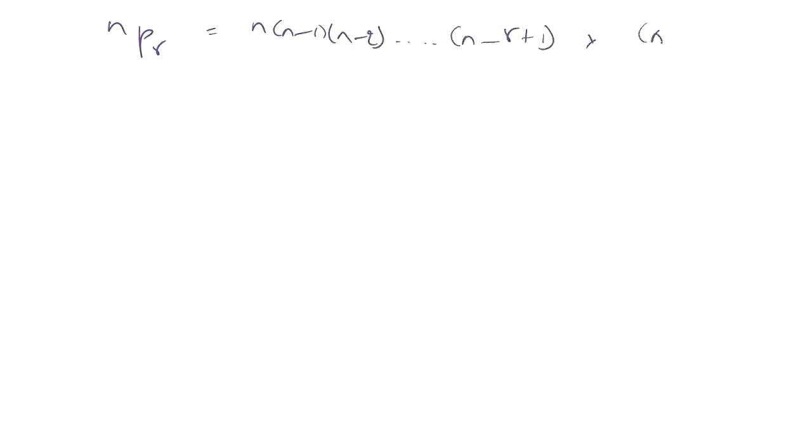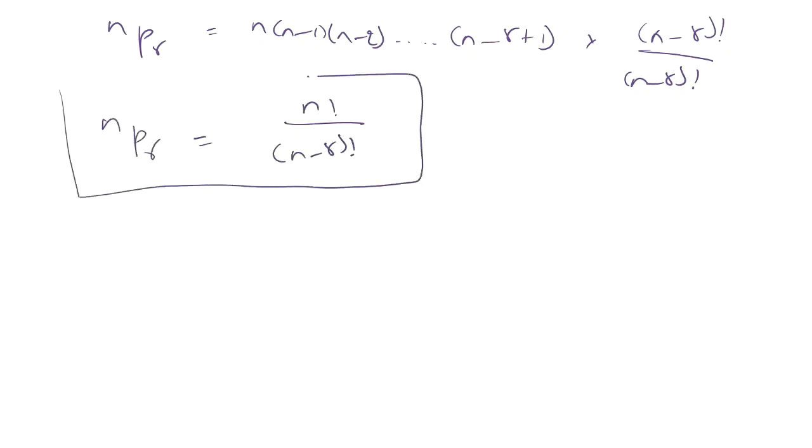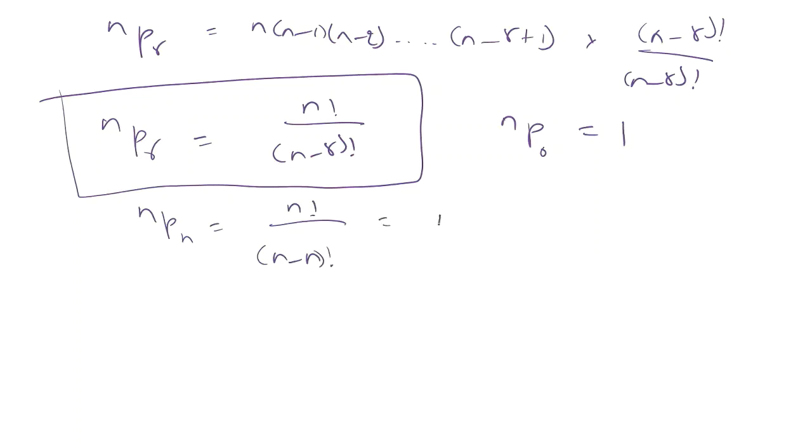We can modify this by multiplying and dividing it by (n minus r) factorial. If you multiply and divide by (n minus r) factorial, it's going to be n factorial upon (n minus r) factorial. So this is the formula for nPr, that is, the number of permutations of n distinct objects taken r at a time is equal to n factorial upon (n minus r) factorial. And by convention we define nP0 to be equal to 1, and nPn turns out to be n factorial upon (n minus n) factorial, which is equal to n factorial upon 0 factorial, which is equal to n factorial.